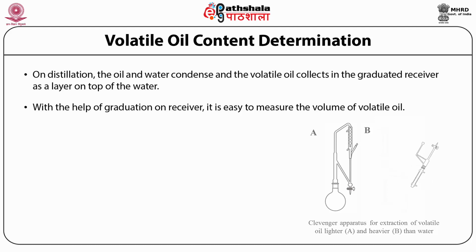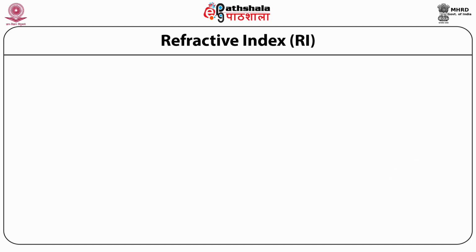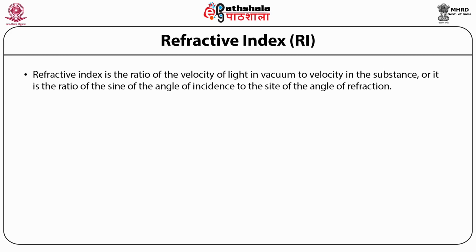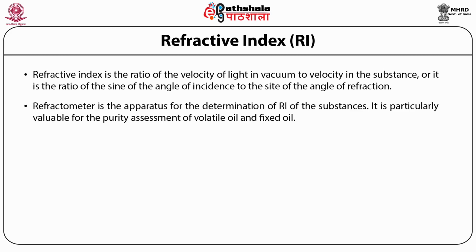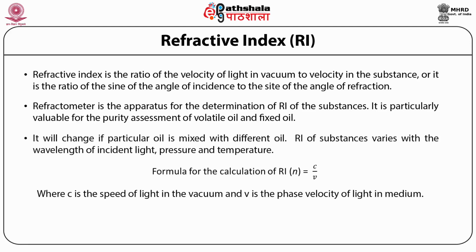Refractive index again is a very important parameter for analysis of volatile oils. It is the ratio of the velocity of light in vacuum to the velocity in the substance. It is determined by a refractometer. It is particularly valuable for purity assessment of volatile oils and fixed oils. It will change if a particular oil is mixed with different oils. So it is a very good indicator for determination of adulteration.